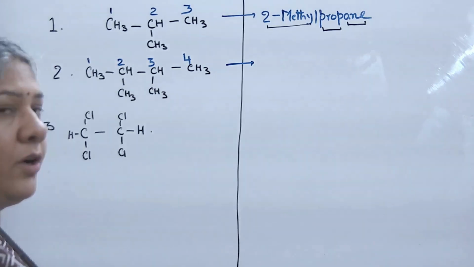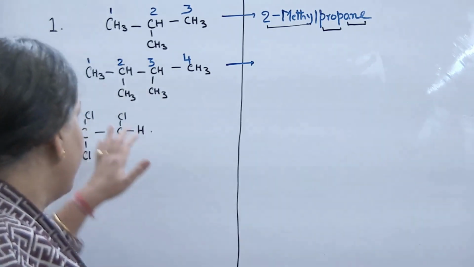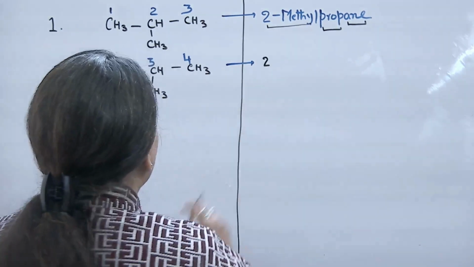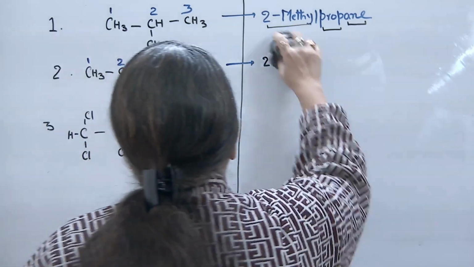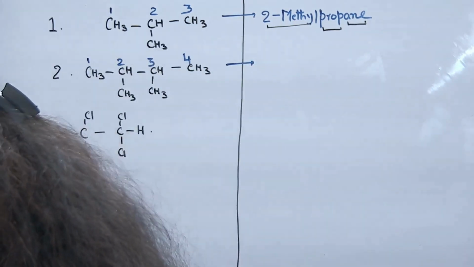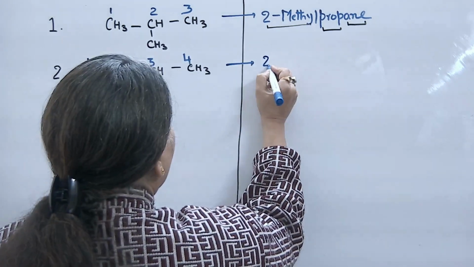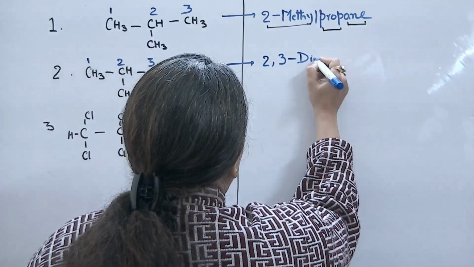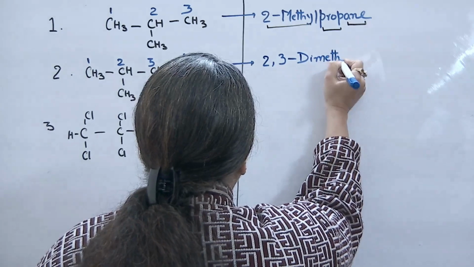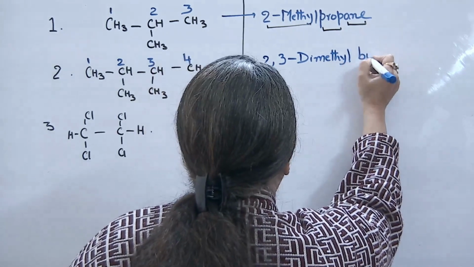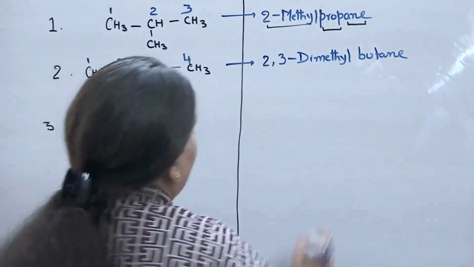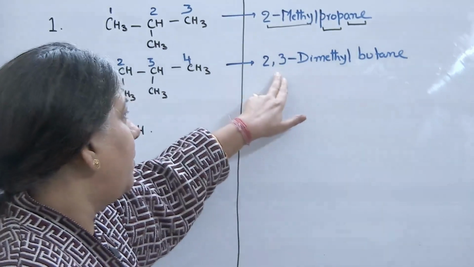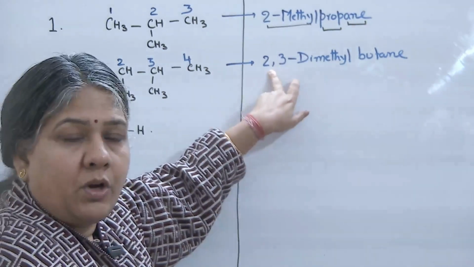In this case there are two substituents at two different carbon atoms, carbon 2 and carbon 3. So the name will be 2,3, then put a dash, dimethyl butane. If there are numbers in your naming, then put a comma. So between the numbers we put a comma.